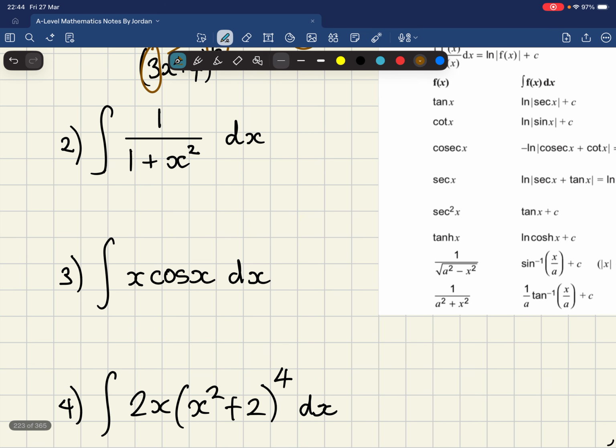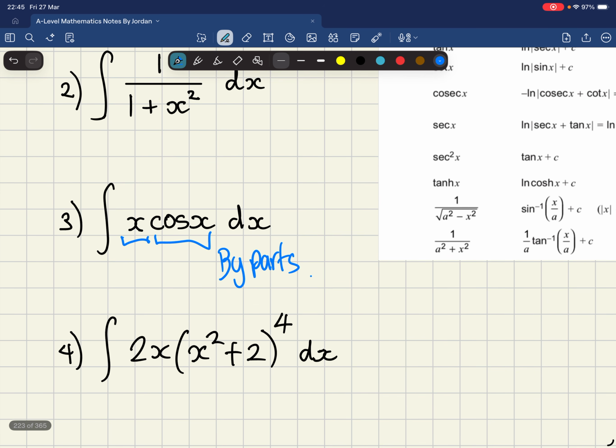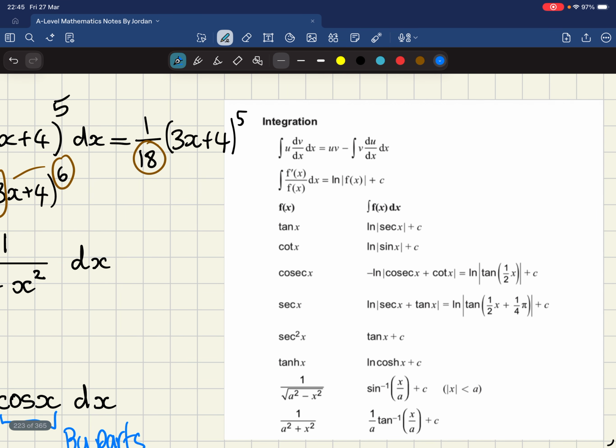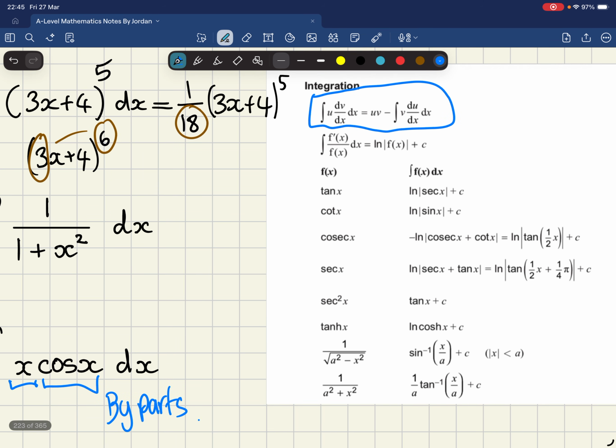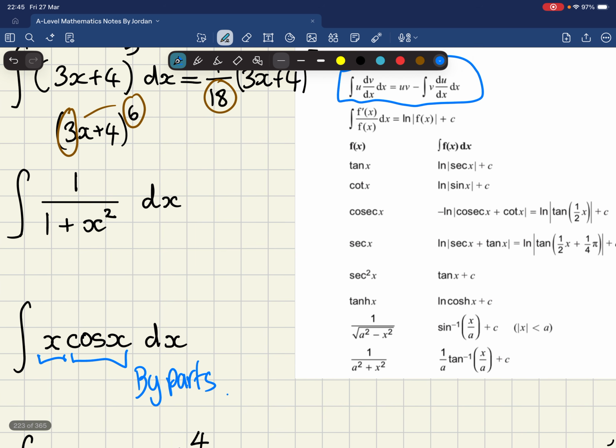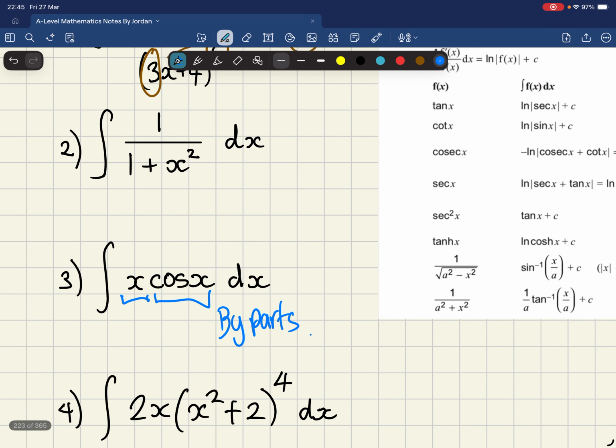These three here, this one here, you can see is a product of two functions, so that one will be by parts, since the by parts formula comes from the product rule. So if you ever see any products, then by parts, and you can actually see the by parts formula is in the formula book there. I don't personally write it in that way, but as you'll see in a minute. Okay, so that's by parts.